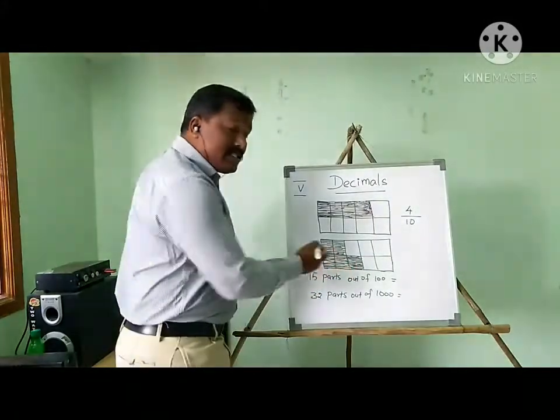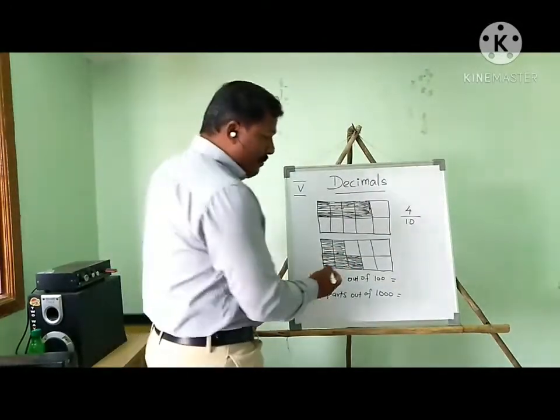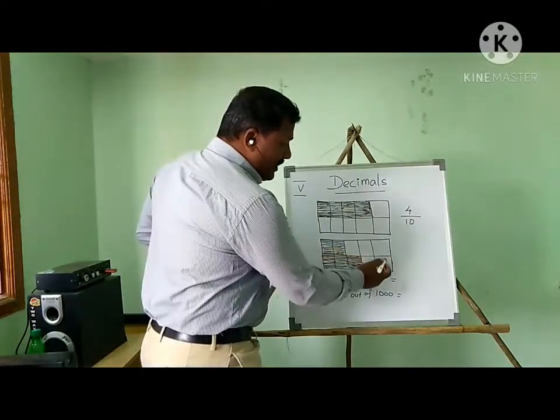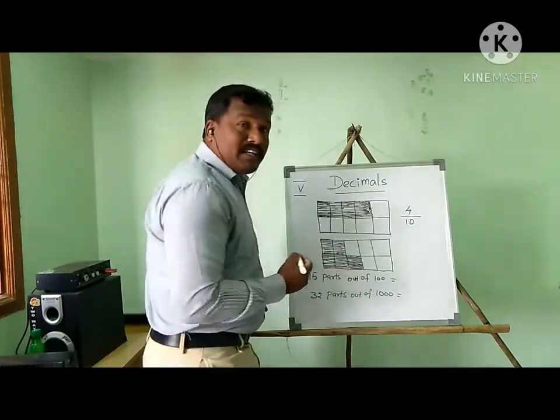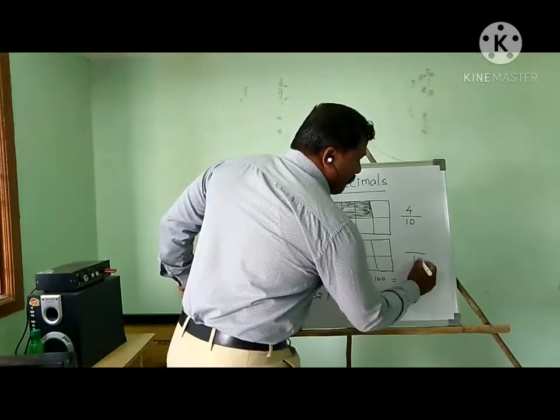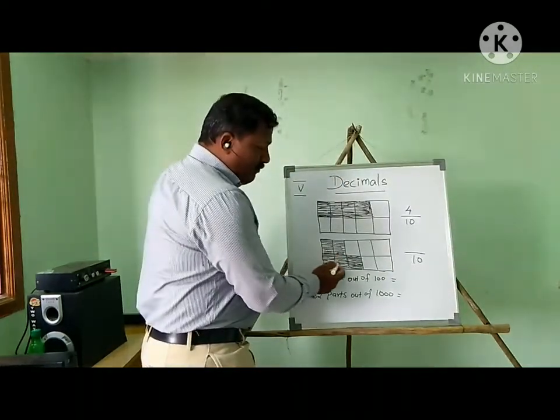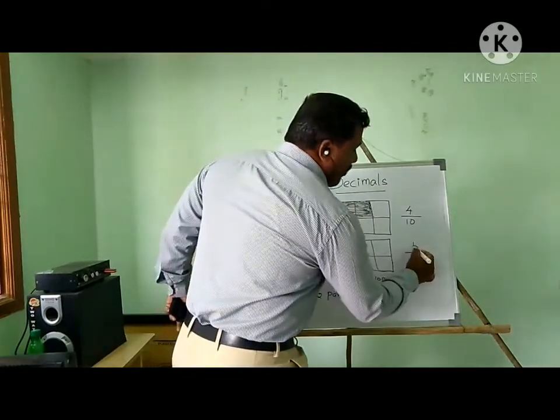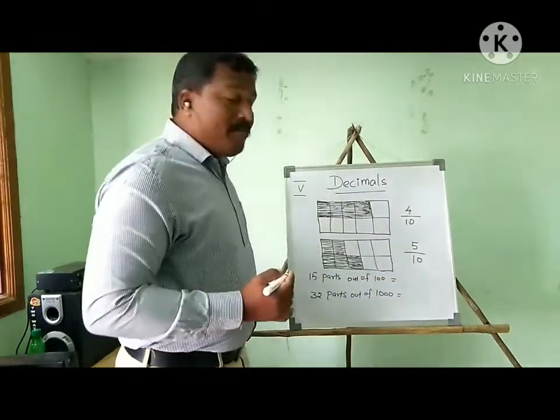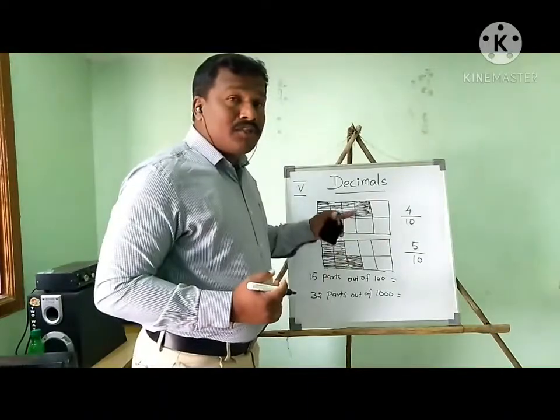Then if you look at the second diagram, how many parts were there? 1, 2, 3, 4, 5, 6, 7, 8, 9, 10. So the total is 10 parts. Then how many parts were shaded? If you look, 1, 2, 3, 4, 5. So 5 parts were shaded. How can you read it? 5 upon 10. So this is a fraction.